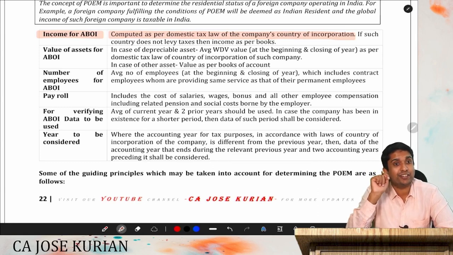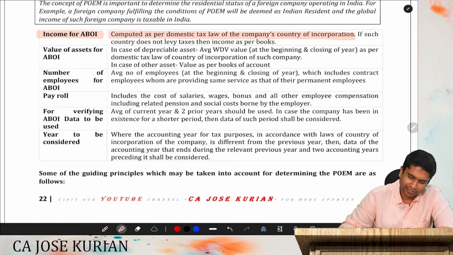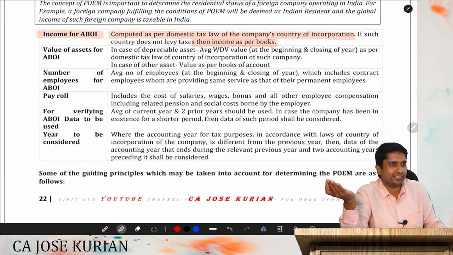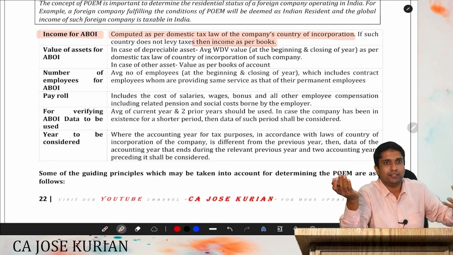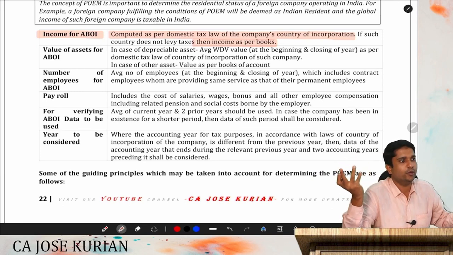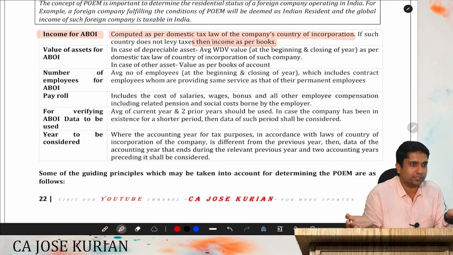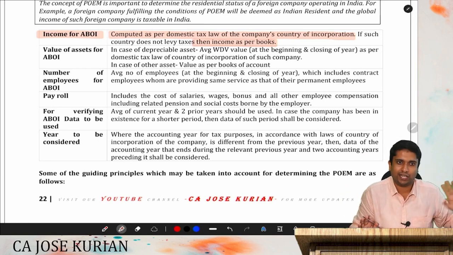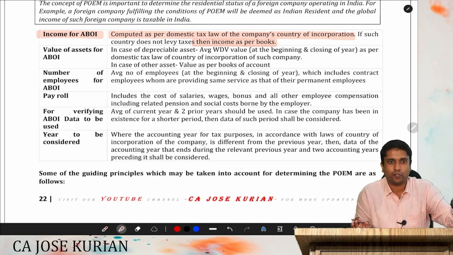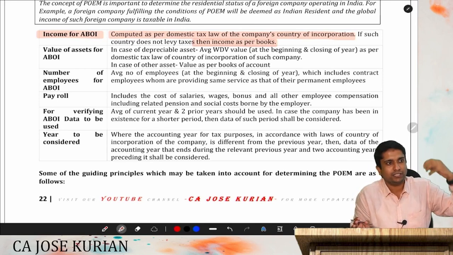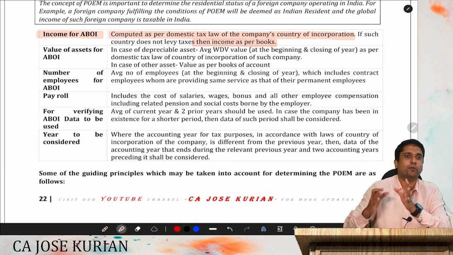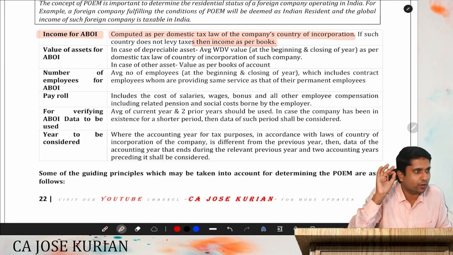What if that country does not levy taxes? As per their normal books of accounts. Say, for example, that the company is in Mauritius. In Mauritius, there is no domestic tax law. Yes or no? So we don't have books of accounts as per the domestic tax law over there. So what we can do is, there will be some books of accounts for that company. You go refer the income from those books of accounts. If domestic tax law is not there in the country of incorporation, you find their total income from their normal books of accounts, and that total income is the total income for computing passive income and other percentages. Are you all with me?